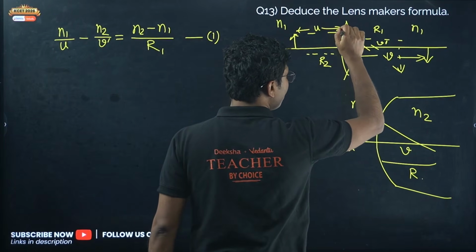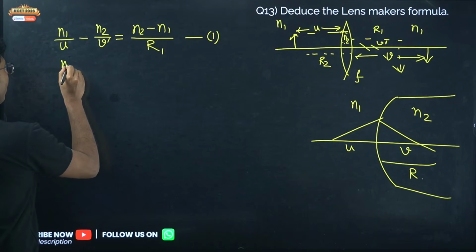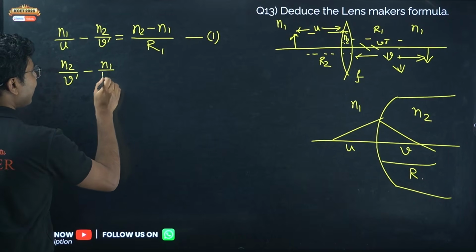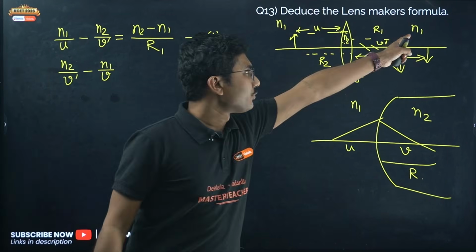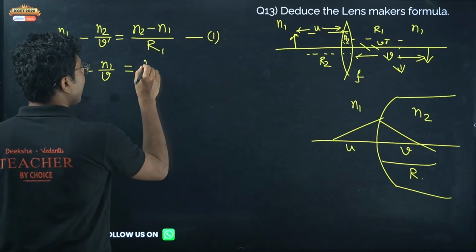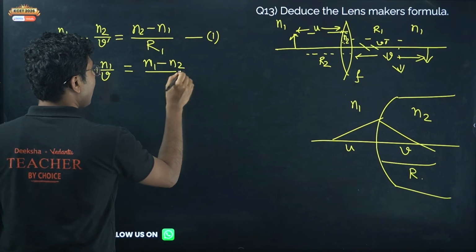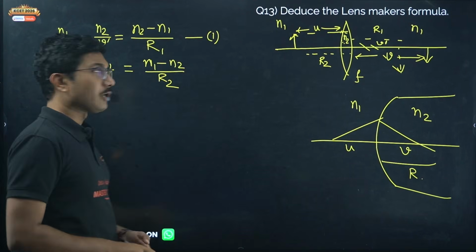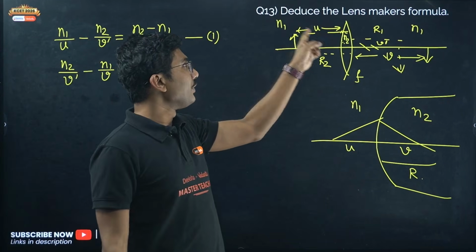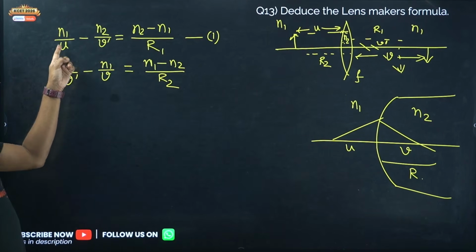Now we have to move through this lens and then go to the second surface, right? So it will be n2 by v dash minus n1 by v, since the final image is formed in n1. So that equals, sorry, not n2, now n1 minus n2 by r2. Okay, so remember always this is the thing, where is u? u is in the medium n1, that is why n1 by u.